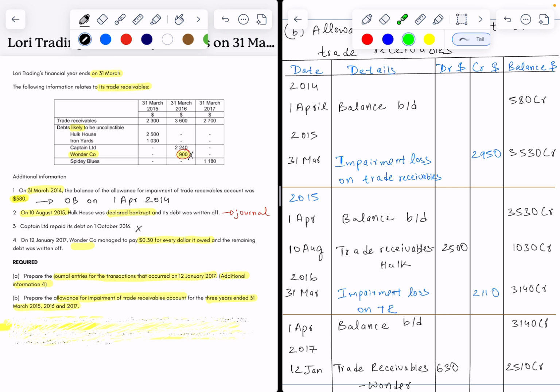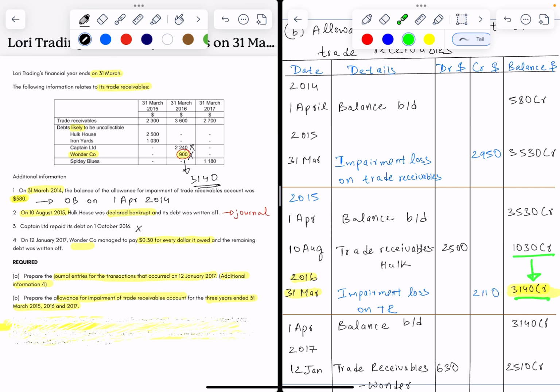So we know that at 31 March 2016, Captain Limited and Wonder Corporation both owed us $2,240 plus $900, which is $3,140, right? So at 31 March 2016, this would be the likely amount of debts that we may not collect. So this should be the ending balance for allowance for impairment of trade receivables. So 3,140 credit is the ending balance for the allowance for impairment of trade receivables that we are recording here at 31 March 2016. Okay, so again, you can see that we are going from 1,030 credit at 10 August 2015 directly to 3,140 credit at 31 March 2016. This is again an increase in allowance for impairment of trade receivables, right? Obviously, because the jump is substantial from 1,030 to 3,140.